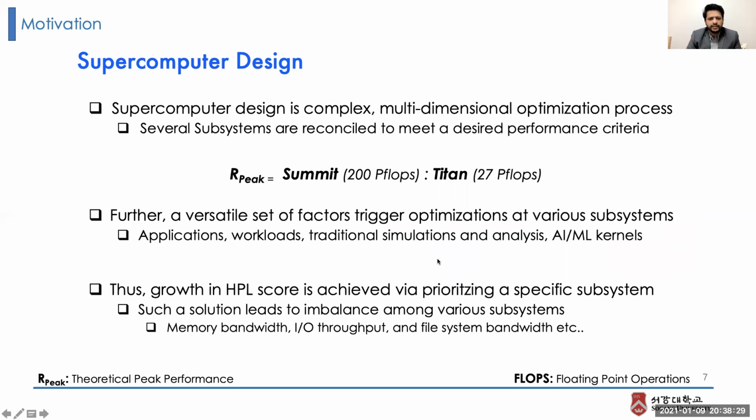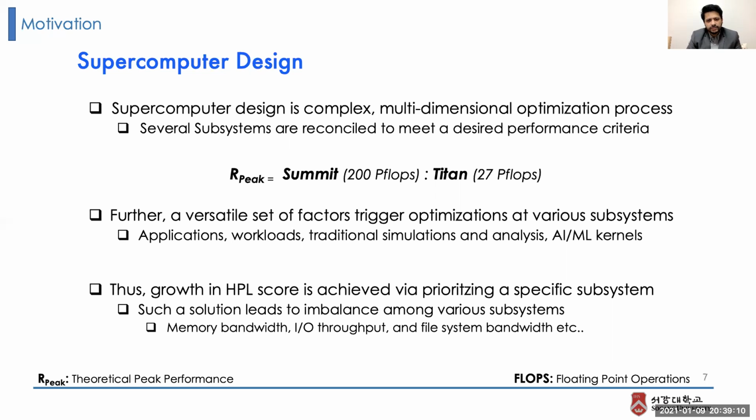Supercomputer design is a complex multi-dimensional optimization process in which several aforementioned vectors need to be reconciled to meet a desired figure of merit of performance for a portfolio of applications and a budget constraint. For example, the goal of the Summit supercomputer hosted at Oak Ridge National Laboratory, with 200 petaflop theoretical peak and ranked number one in the June 2019 Top 500 list, was to achieve 5 to 10 times performance improvement over its predecessor Titan, which had 27 petaflops of theoretical performance.